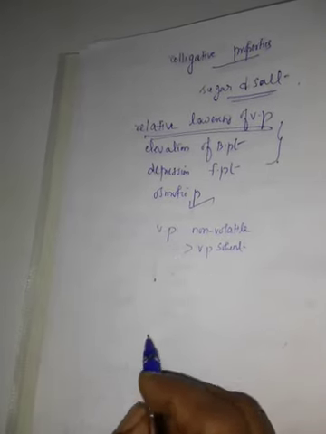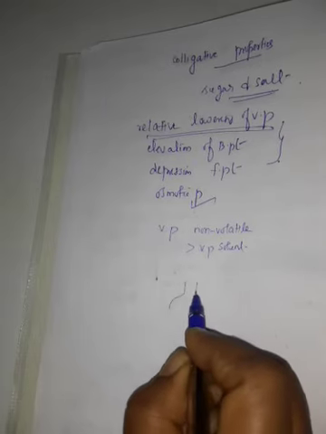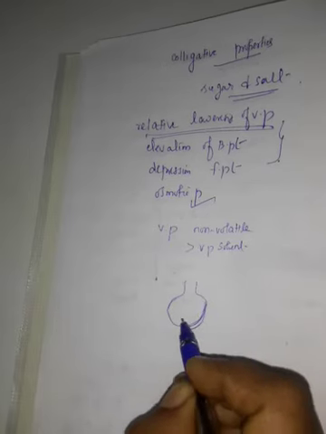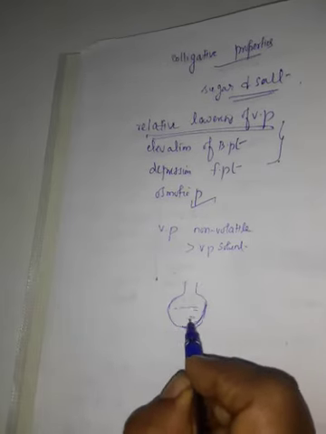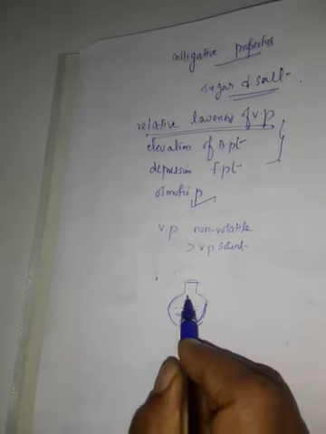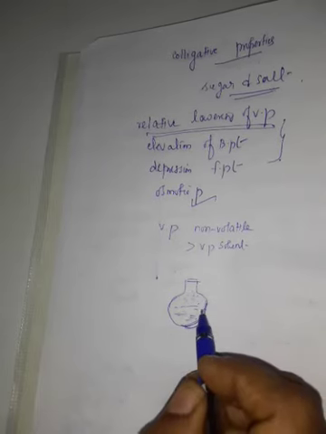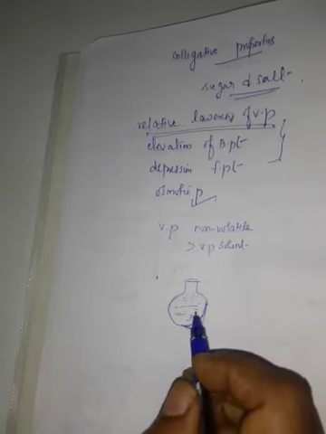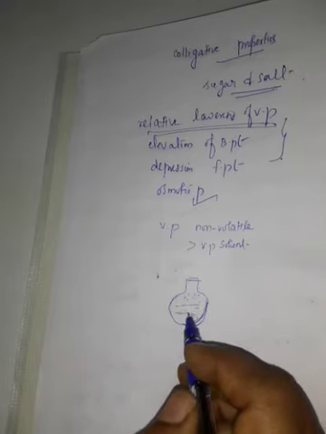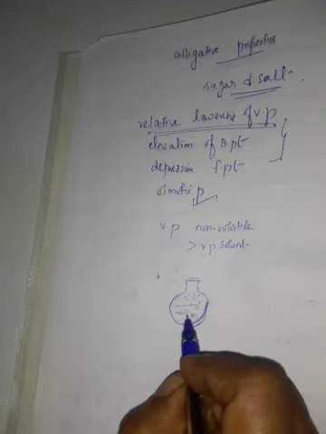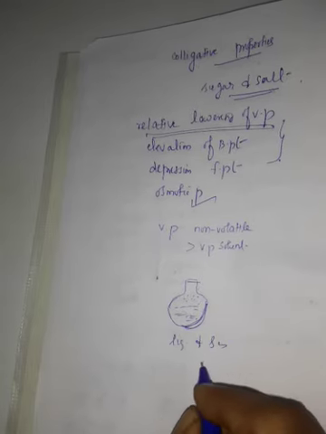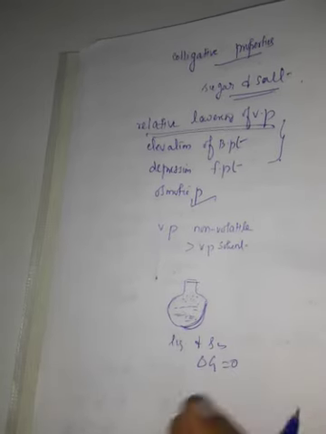Now consider a closed system containing pure solvent. The pure solvent is in equilibrium with the vapor. So at equilibrium, the molar Gibbs free energy of the solvent in the liquid and in the gaseous phase is equal, that is, delta G is equal to 0.